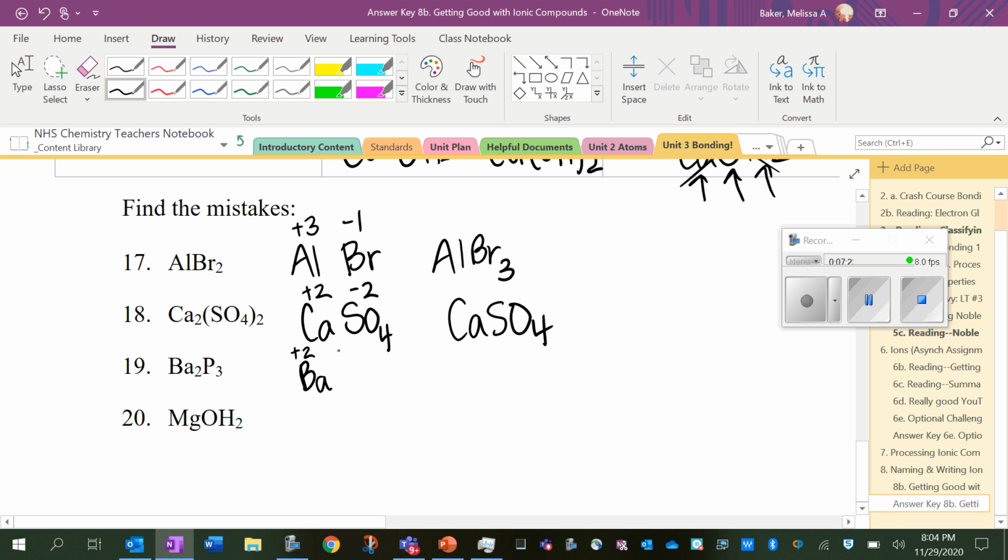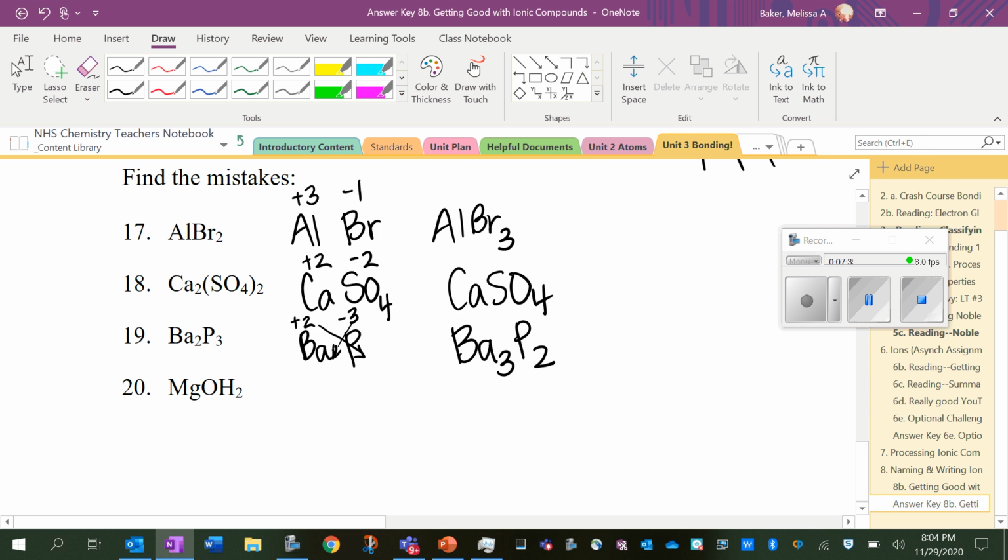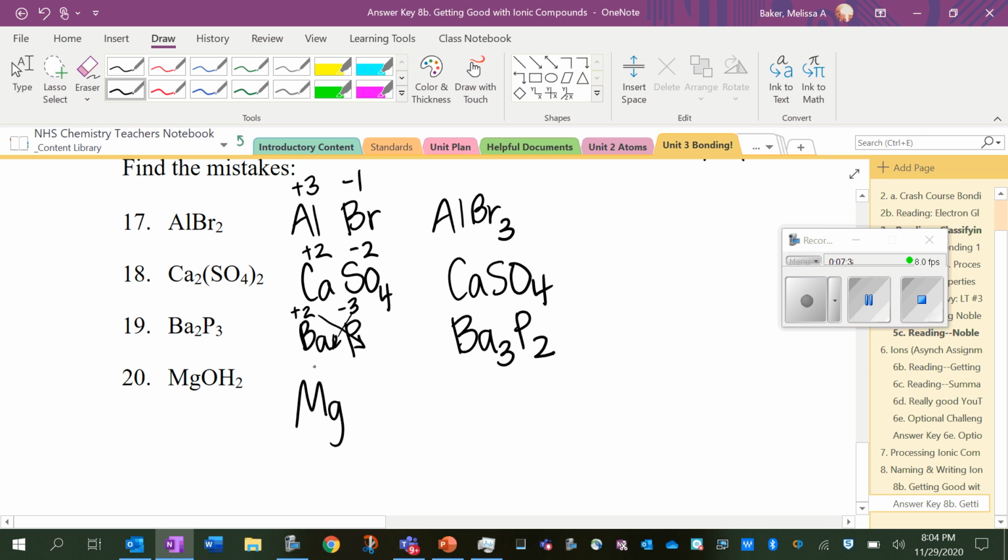Barium's got a +2. It's in group 2A. Phosphorus has a -3. So, they didn't crisscross correctly here because it was supposed to be Ba3P2. Magnesium's got a +2 charge. Hydroxide's got a -1. So when you crisscross the 2 over, it should be Mg(OH)2, with the OH in parentheses. So there you go. The secret to getting good with ionic compounds is more and more practice.